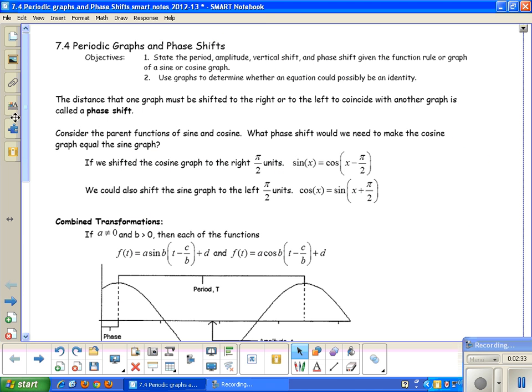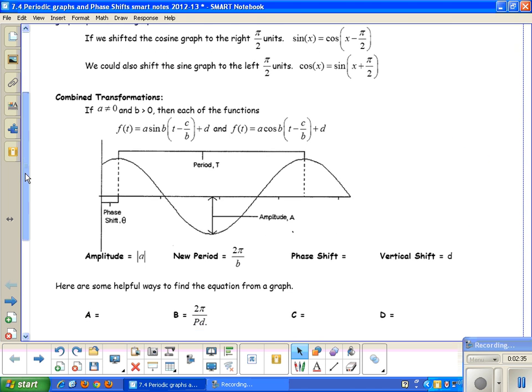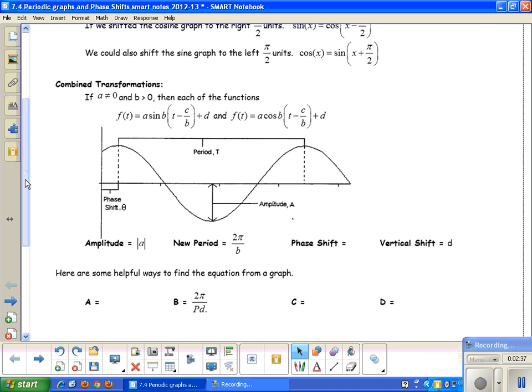All right, going back. Now, combined transformations. For these combined transformations, this is an equation that we use: y equals a times the sine of b times t minus c over b, plus d. Where does that c over b come from? The actual equation we would use would be y equals a times the sine of b t minus c, plus d. I believe that's how they write it in your book.